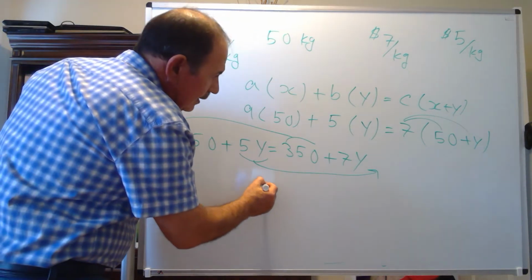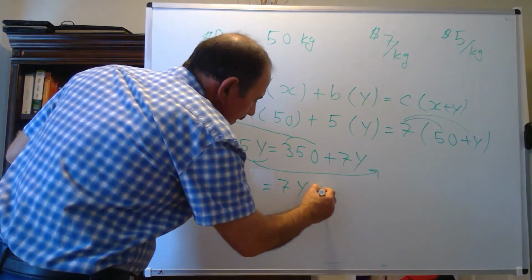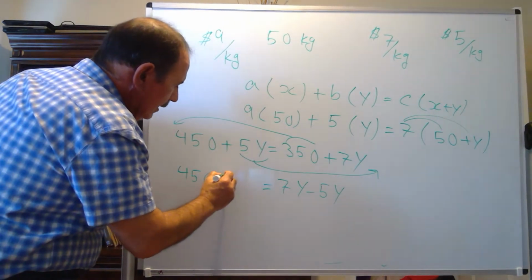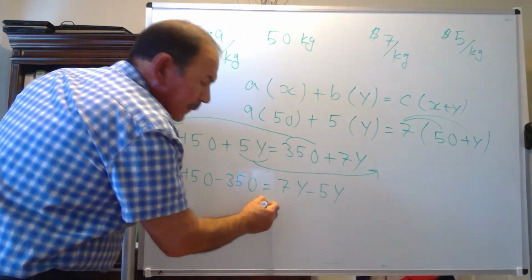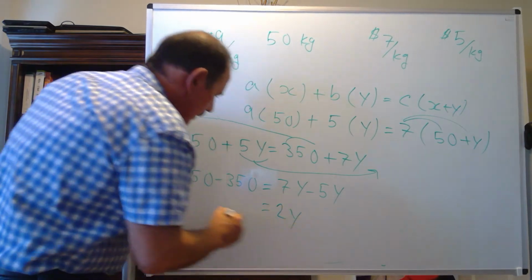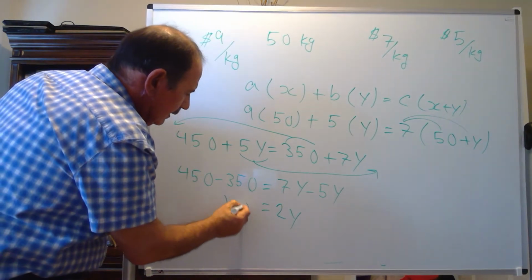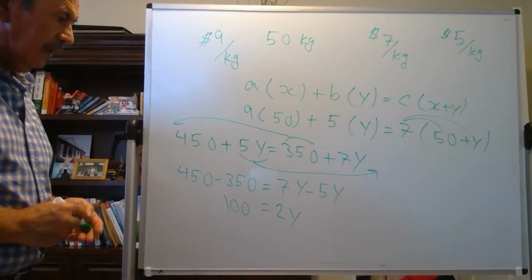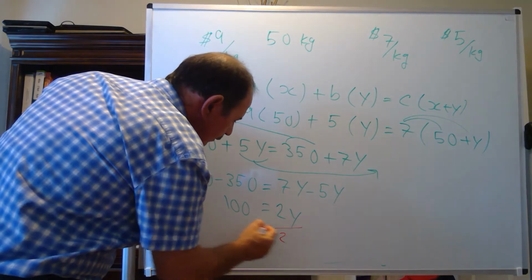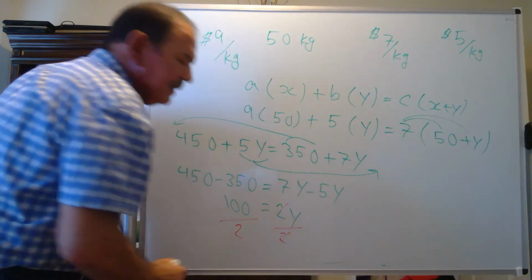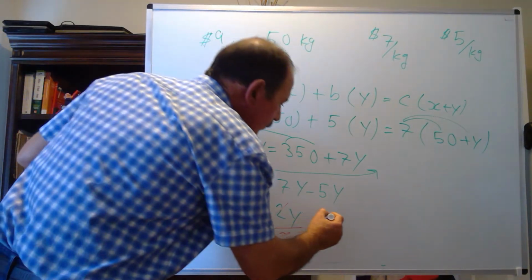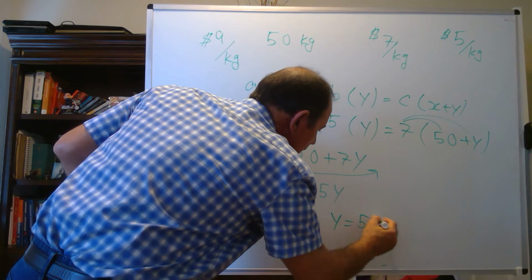On this side, I have 7Y minus 5Y. On the other side, I have 450 minus 350. By simplifying, 7Y minus 5Y gives me 2Y, and 450 minus 350 gives me 100. Because we are looking for Y, divide both sides by 2. These two cancel each other, and Y is gonna be 100 divided by 2, which is 50 kilograms.